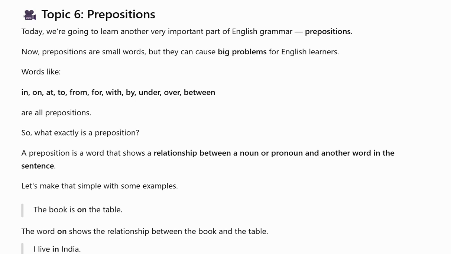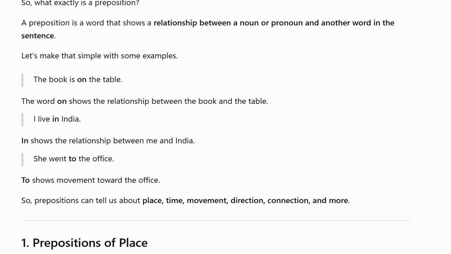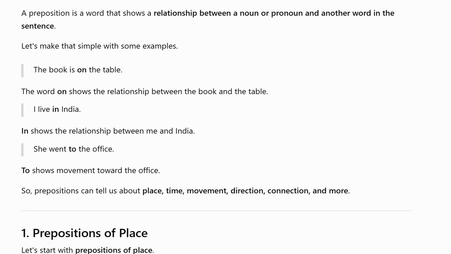So, what exactly is a preposition? A preposition is a word that shows a relationship between a noun or pronoun and another word in the sentence. Let's make that simple with some examples. The book is on the table. The word on shows the relationship between the book and the table.